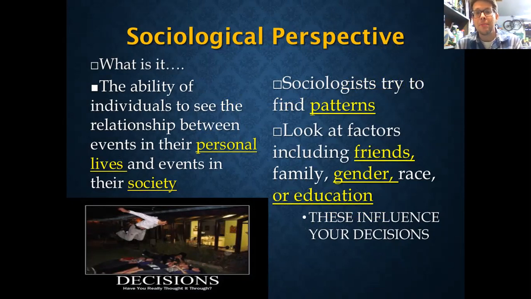Sociologists try to find patterns. Patterns are very, very critical, and we're going to look for as many patterns as we can. A lot of times that's going to come from some kind of data, whether that comes from interviews or surveys or information that comes from other kinds of studies. We're also going to look at factors including friends, families, gender, race, or education.